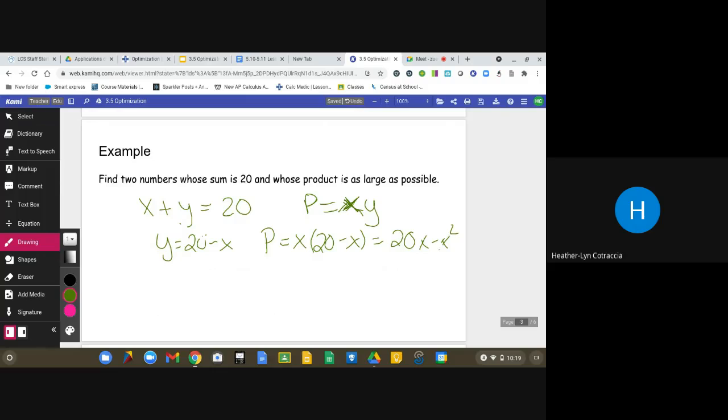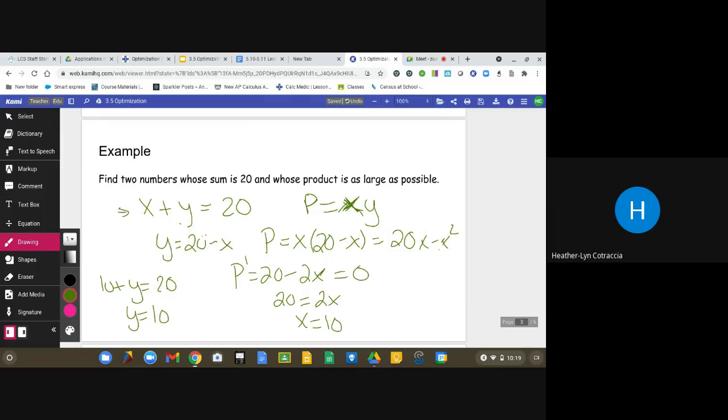So now I'm going to call this P prime, and P, again, stands for my product, is equal to 20 minus 2x. There's my derivative. And then to find the critical values, I'm going to set that equal to 0. So basically you get 20 equals 2x, so x equals 10. And if x equals 10, you plug that back into the original. So we'd have 10 plus y is equal to 20. Subtract the 10 over, and you get that y is equal to 10 as well.